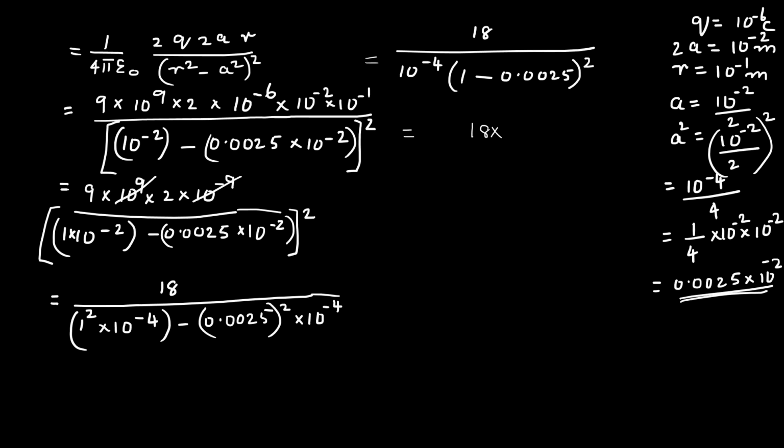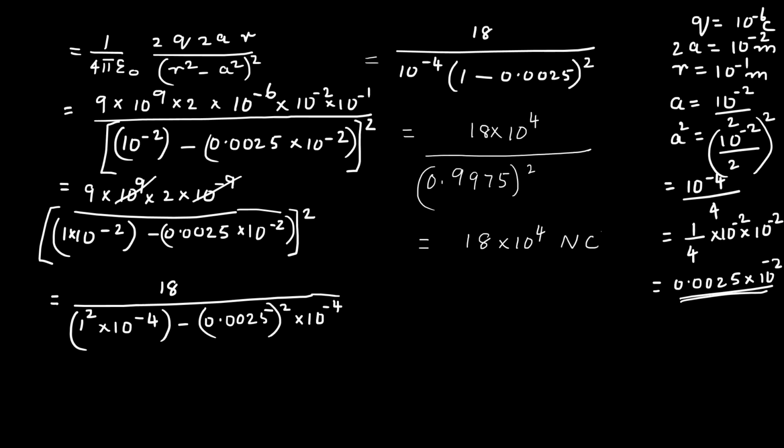Now this becomes equal to 18 into 10 raised to 4 divided by 1 minus 0.0025 raised to 2, which becomes 0.9975 raised to 2. 0.9975 raised to 2 will be a very small figure, so it can be omitted in the denominator. So this becomes equal to 18 into 10 raised to 4 Newton per Coulomb.